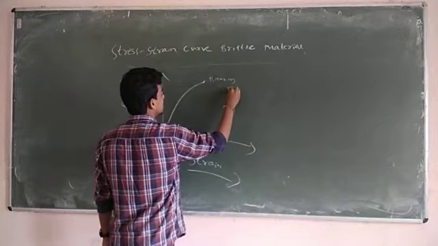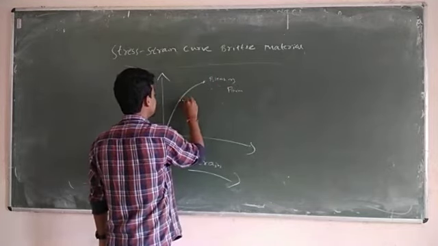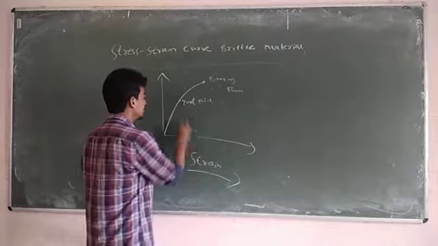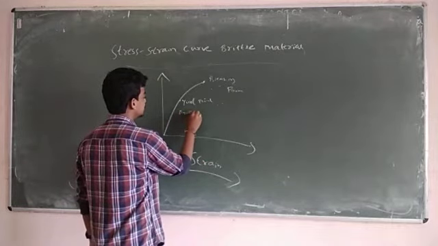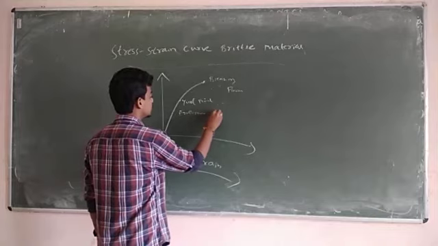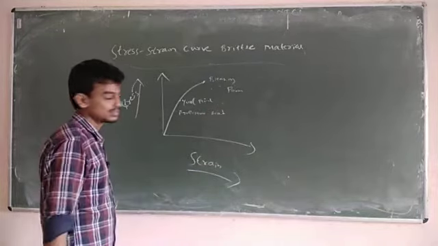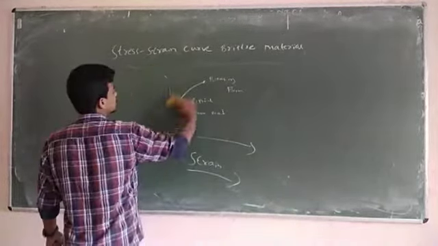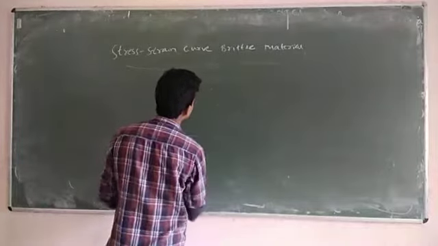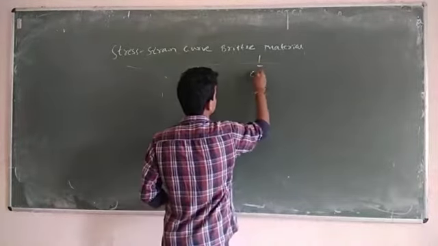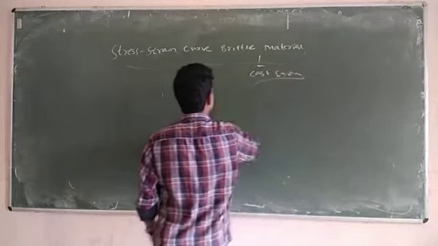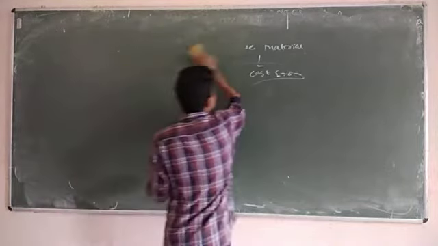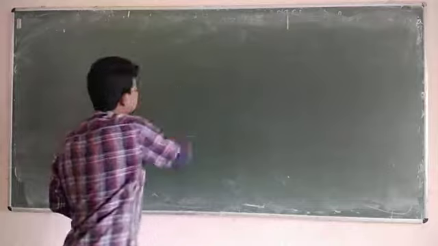Suppose this is the last point. Somehow here you can write the yield point, but it is not obvious, and here you will get some proportionality limit, like this. This is a stress strain curve for brittle materials like concrete and cast iron. Concrete and cast iron you can call brittle materials.